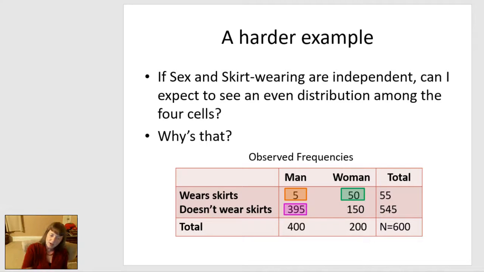Can I still assume, even if gender and skirt wearing have nothing to do with one another, 150, 150, 150, and 150 for my expected values? And the answer is no. I can't assume that. Because even if gender and skirt wearing are completely independent, even if the probability of men wearing skirts is the same as the probability of women wearing skirts, and the probability of men not wearing skirts is the same as the probability of women not wearing skirts, I cannot assume 150, 150, 150, and 150. I'm going to now have to calculate my expected values.